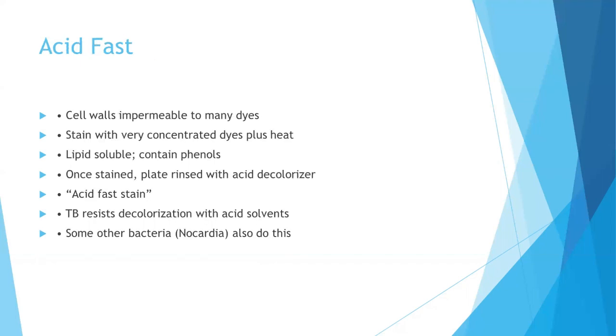These mycobacteria are acid fast. The cell walls are impermeable to many dyes, so they are stained with very concentrated dye plus heat. It is lipid soluble and contains phenols. Once stained, the plate is rinsed with acid decolorizer. So it is called an acid fast stain. The TB resists the decolorization with acid solvents. Some other bacteria like Nocardia can also show acid fast staining.